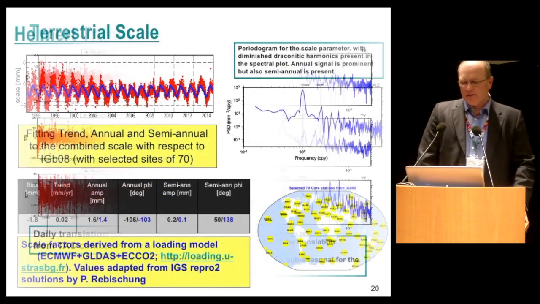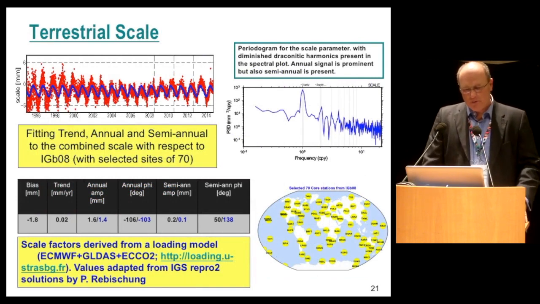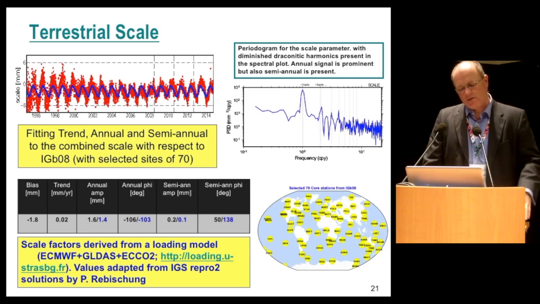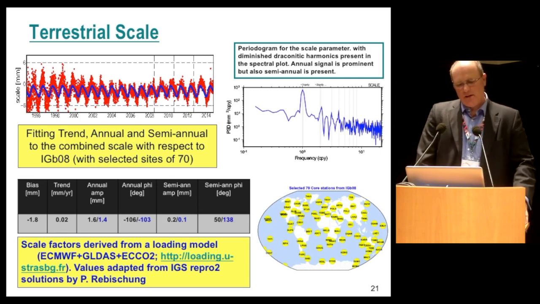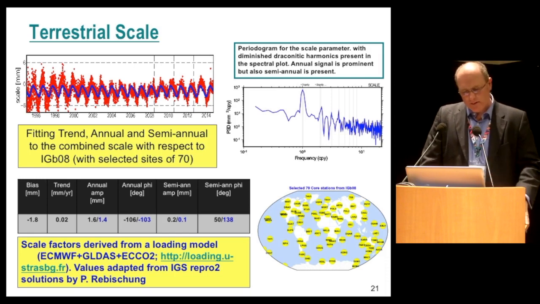When we look at the terrestrial scale, the scale as one of the key parameters, we have here the scale estimate between the Tiger solution based on this network of 70 core stations to IGB08. So we see the typical picture again of the very large variations in the early days, and then reducing this variation with these strong annual signals in there.